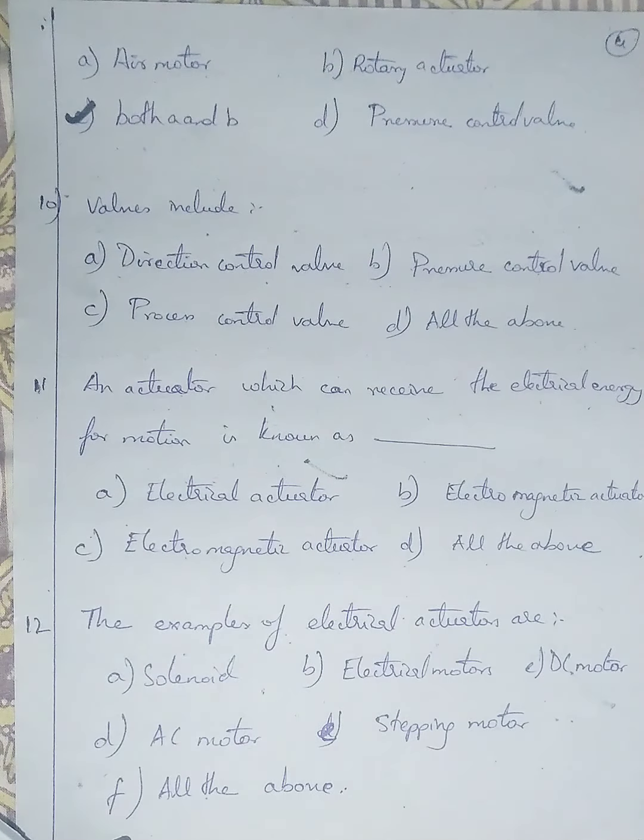Question number 10. Valves include: option A, direction control valve; option B, pressure control valve; option C, process control valve; and option D, all the above. In any mechanism for a hydraulic and pneumatic circuit, we will be using a direction control valve. If you are using any control for any hydraulic and pneumatic circuit, you will have a direction control valve.